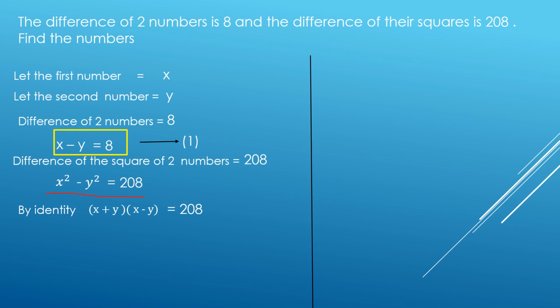Now, from equation 1, we have x minus y. So we will replace this x minus y with 8. So we get x plus y into 8 equal to 208. Good. So what will be x plus y? Correct. It's 208 divided by 8. So what will be x plus y?